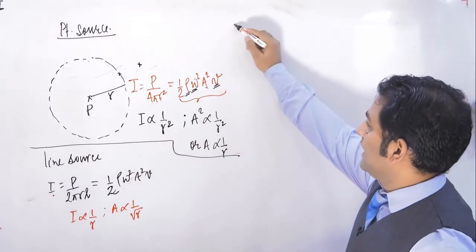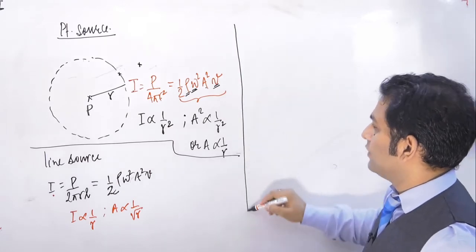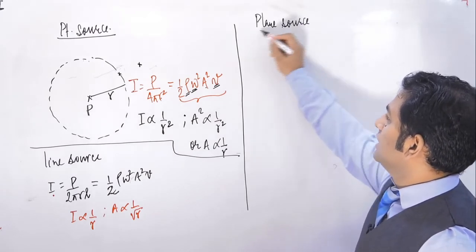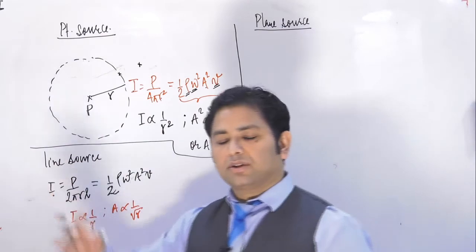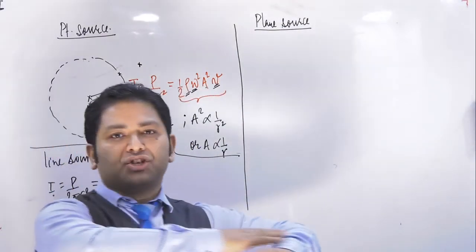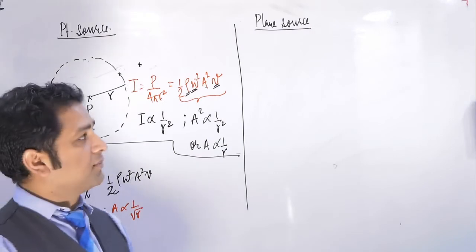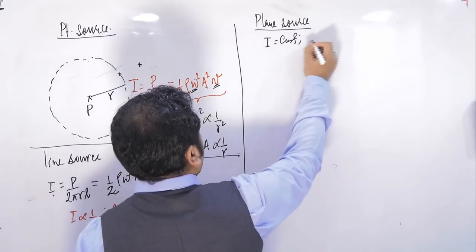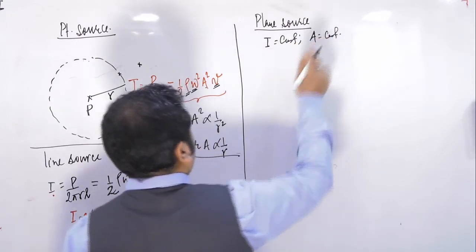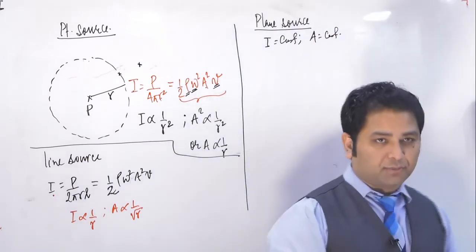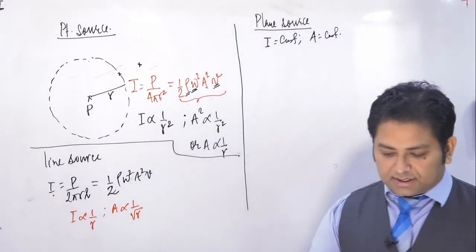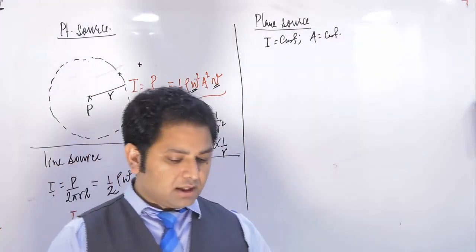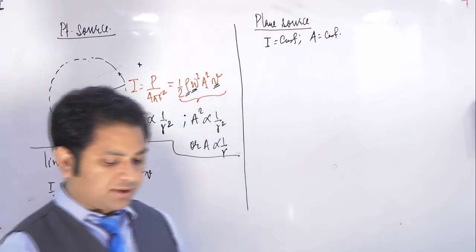And after that, I have another case, and that is for a plane source. Just imagine a large source, not a point, not a line, but a large sheet of sound source. If you assume that, by the proper geometry you could say that intensity would be constant, and if intensity is constant, the amplitude of the wave is also going to be constant. So this is the relationship of intensity of a wave as compared to different points of the medium.